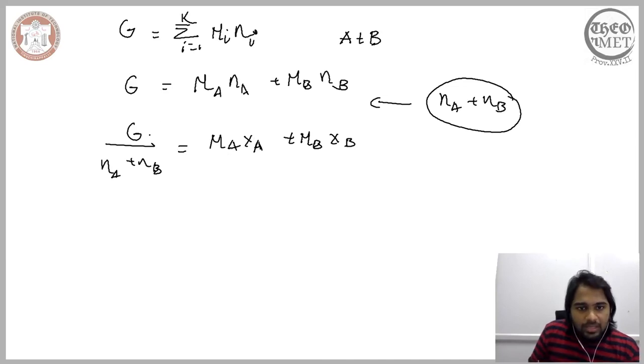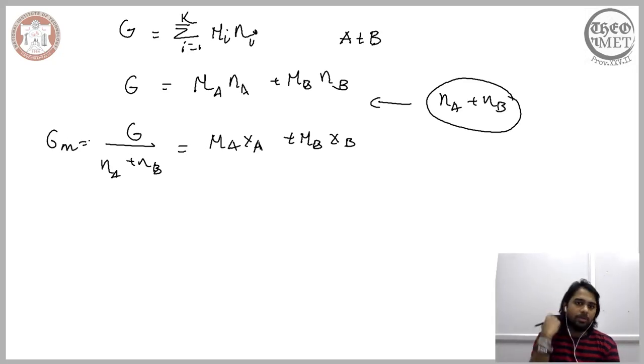Now this term here indicates the Gibbs free energy of the solution per unit mole. So the solution, this mixture, comprises A and B, and this term here indicates the Gibbs free energy per unit mole.